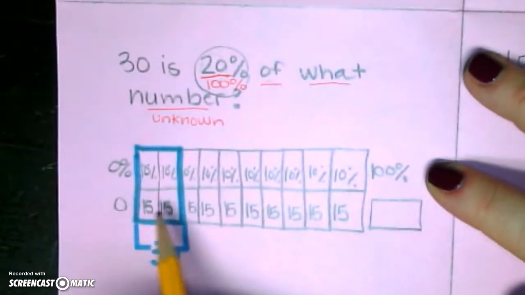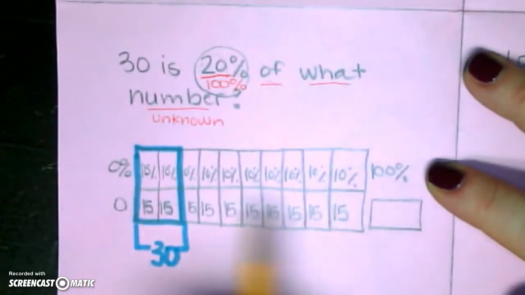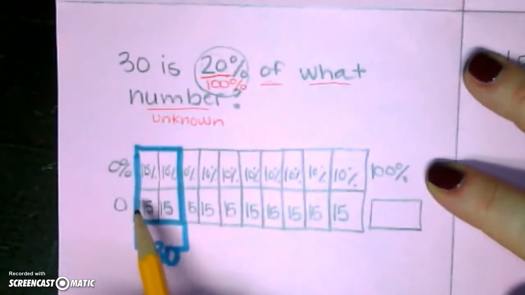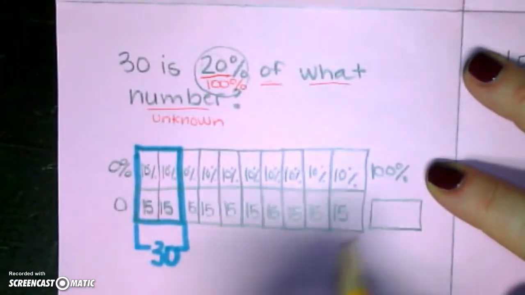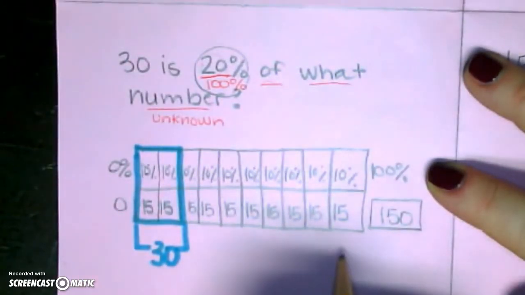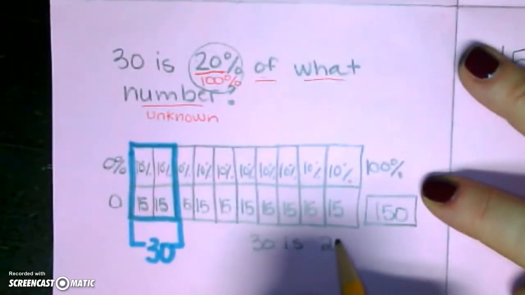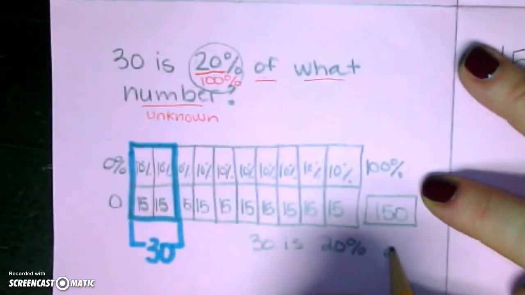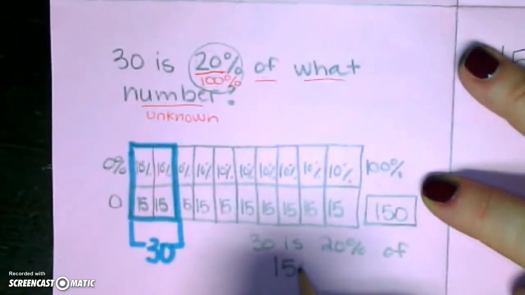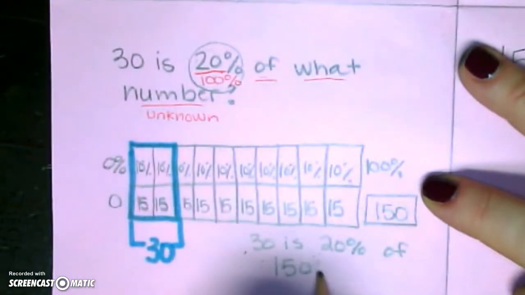Sorry, I was counting by the wrong number there. So here I have 10 pieces, and they're each worth 15. Well, 10 times 15, or 15 plus itself 10 times, is 150. So you could finish your problem by saying that 30 is 20% of 150. And that's not a percent. Sorry, I wrote that by accident.